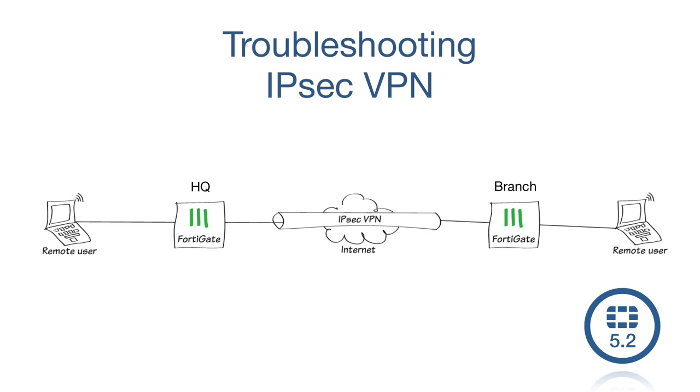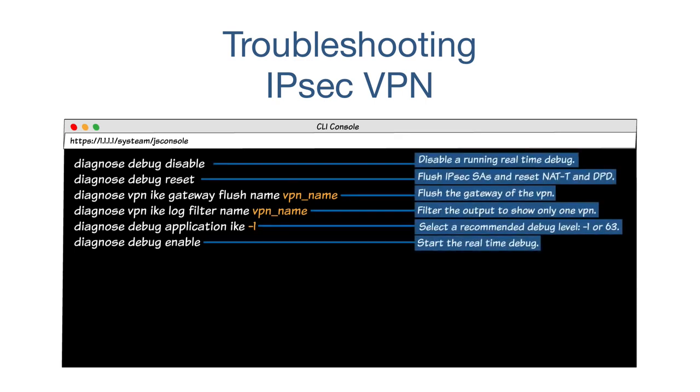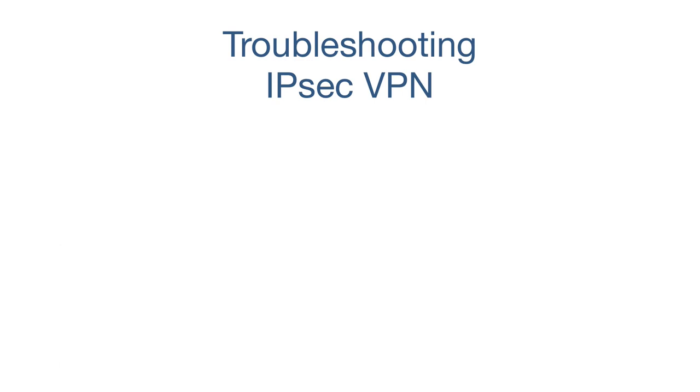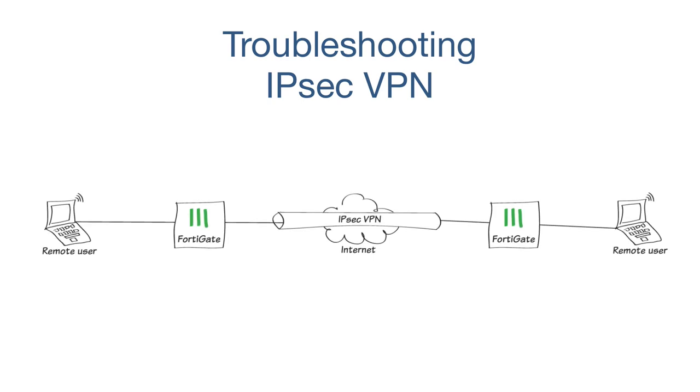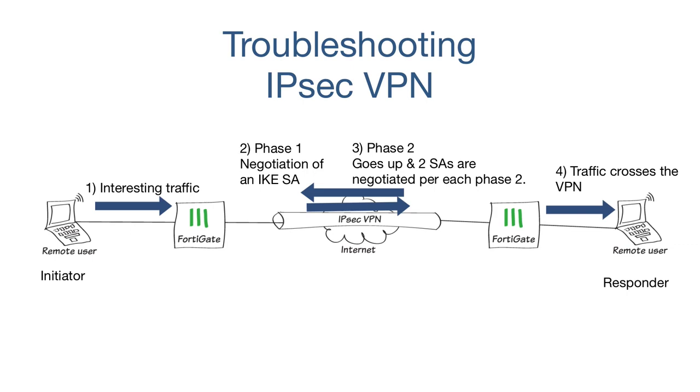By the end of this tutorial, you should have a better understanding of how to use these debug commands for basic troubleshooting. A VPN connection has multiple stages that can be confirmed to make sure that the connection is working properly. This can be broken into 4 stages: when interesting traffic triggers the VPN negotiation, Phase 1 negotiation of a single IKE security association, or SA, Phase 2 includes negotiating 2 IPsec security associations for each traffic direction per each Phase 2, and when traffic crosses the VPN.